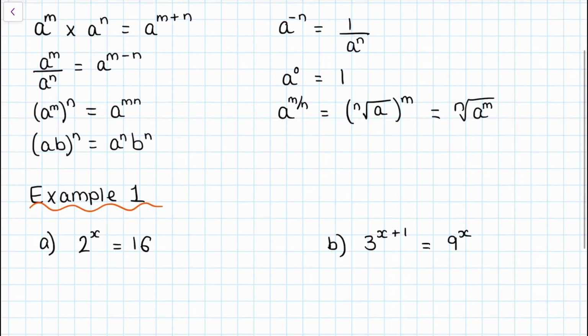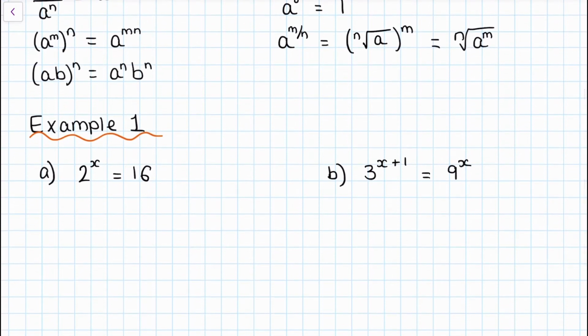So first example, part A, 2 to the power of x equals 16. You can generally work this out in your head, but it's not always possible in an exam. So the best way to approach this is to make it have the same base. So convert 16 to a base 2, which would be 2 to the power of 4. Once we have the same bases, we can then just look at the powers, so x must equal 4.